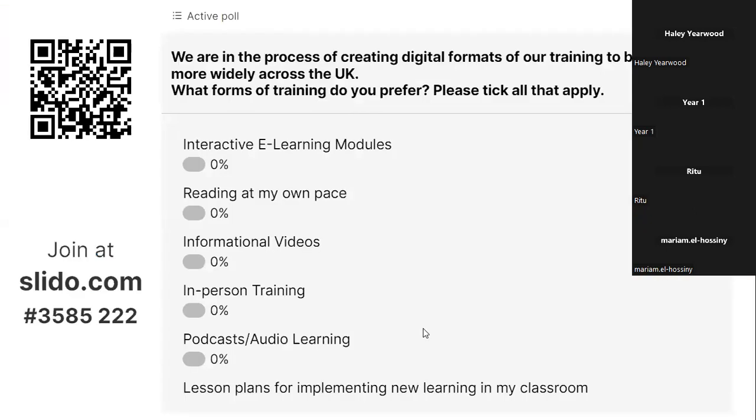At the moment, we are in the process of creating some digital formats of our training to be distributed across the UK. So we'd like to know what forms of training you prefer. Please tick all that apply. Your feedback is really, really useful to us. The link is in the chat box, or you could scan the QR code or go on slido.com, and the hashtag again is 3585222.